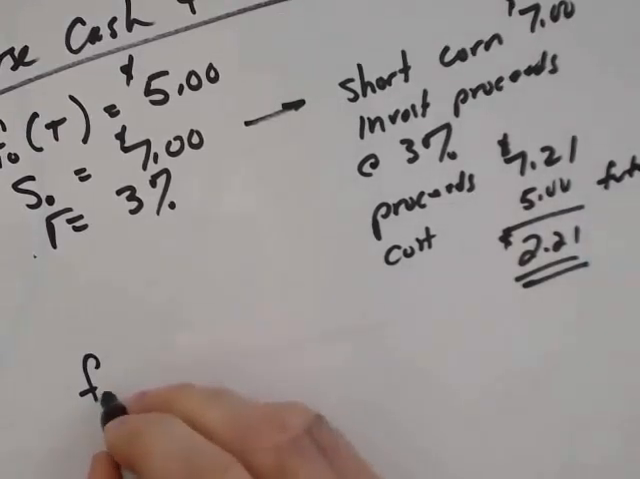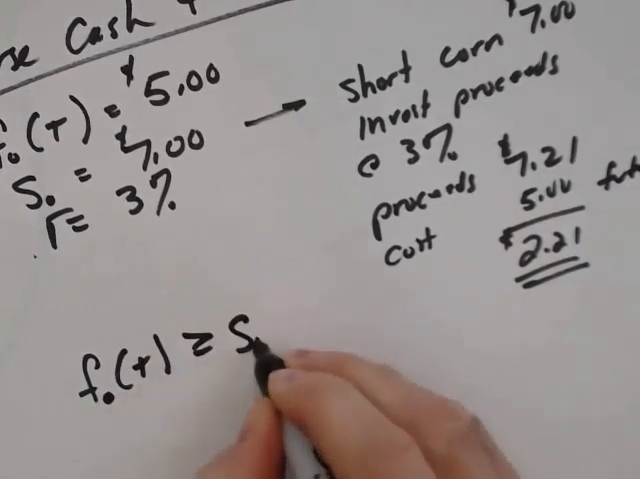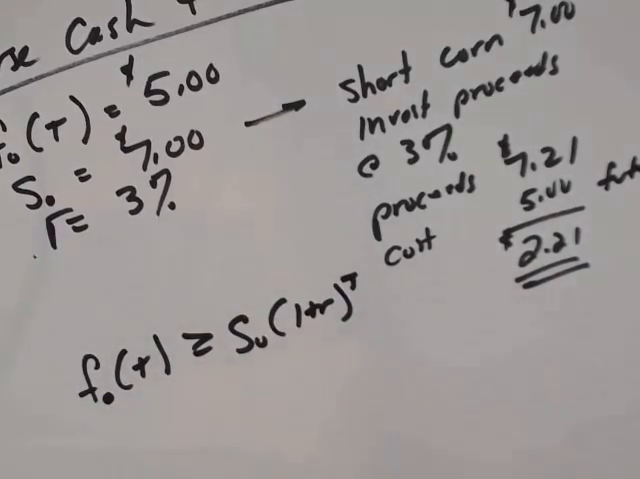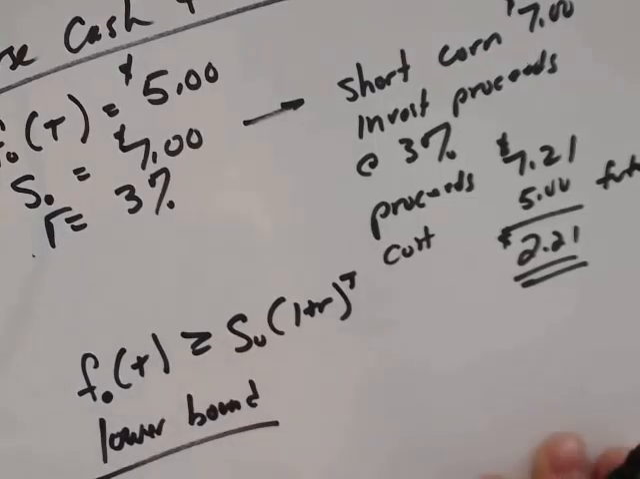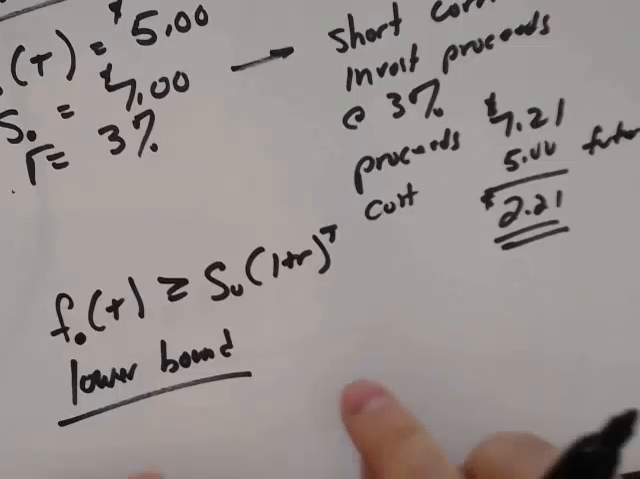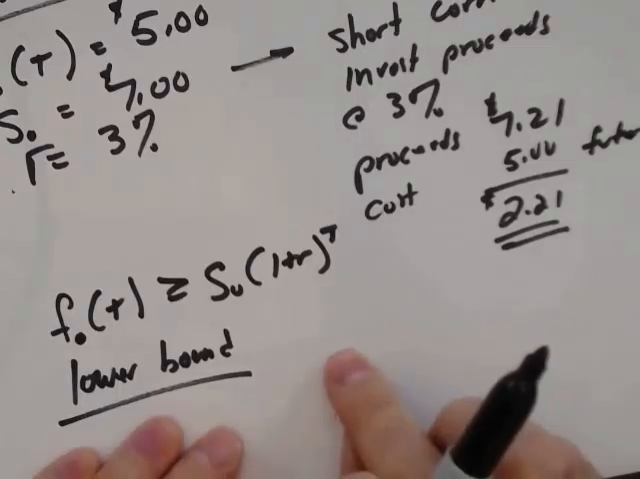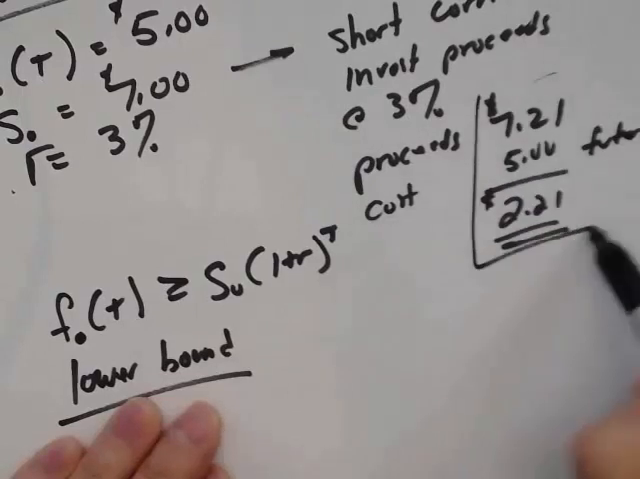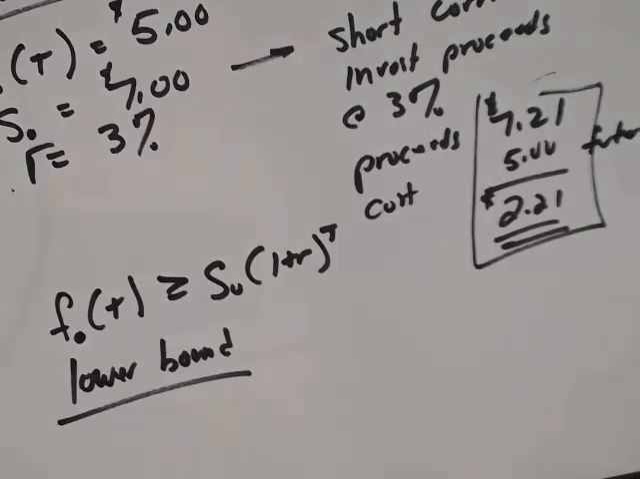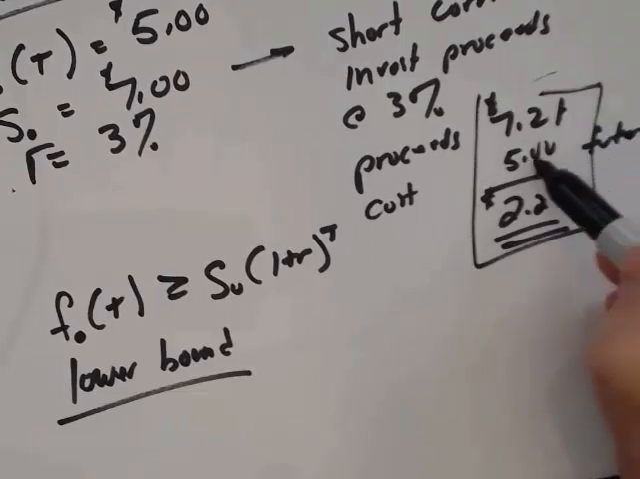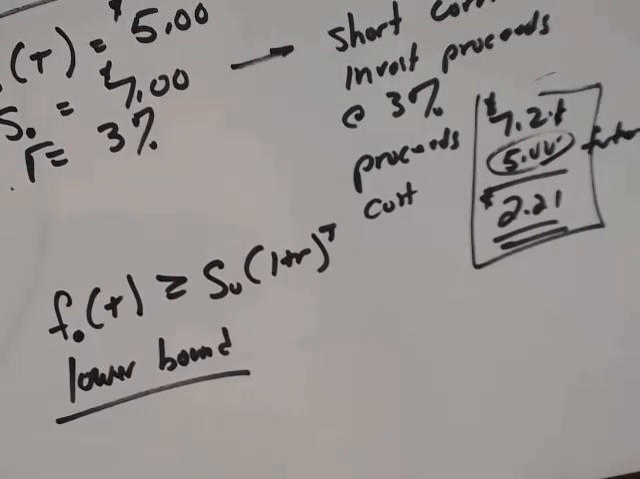So let me write it out here. Okay, this is a lower bound. And what it says is, to prevent a reverse cash and carry strategy, to prevent this type of profit, the futures price must be at the cost or more from the proceeds of selling the spot and investing it. So the futures price has to be this price or more, and that is the lower bound.